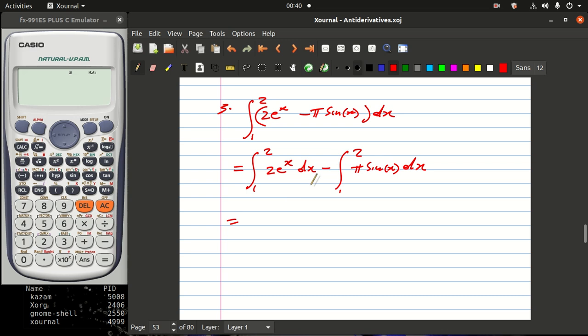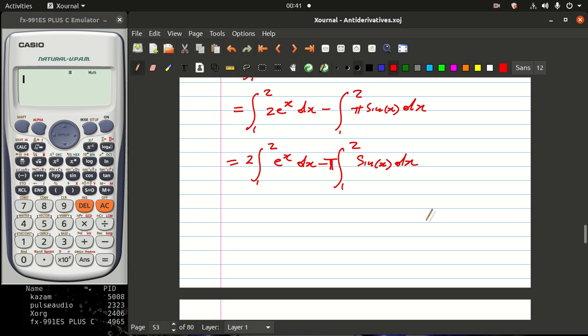The next thing I want us to do, because this is a constant, is pull it out of the integral. So I'll have a 2, and then the integral from 1 up to 2 of e raised to x dx, minus the integral from 1 to 2. I'm pulling this out because it is a constant, so it will be in front of the integral sign, and then I have sine of x dx. I still have a 2 there. Now I want to deal with this thing.